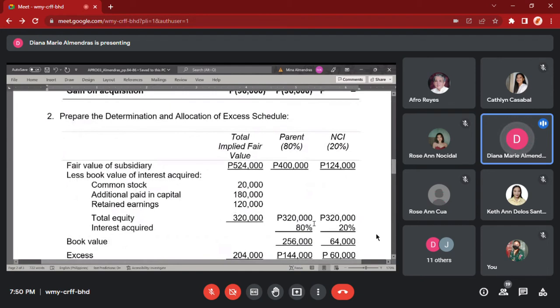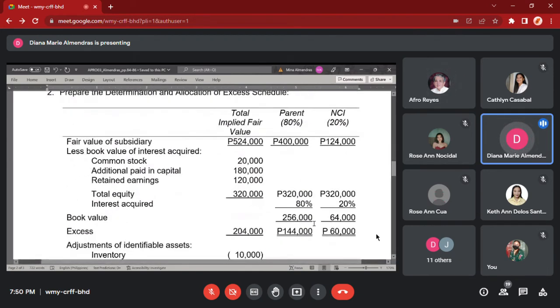Number 2, prepare the determination and the allocation of excess schedule. Fair value of subsidiary 524,000, 400,000 for parent and 124,000 for NCI. Less book value of interest acquired, common stock 20,000, additional paid in capital 180,000, retained earnings 120,000 with a total equity of 320,000. Given to dun sa illustration 14-8.